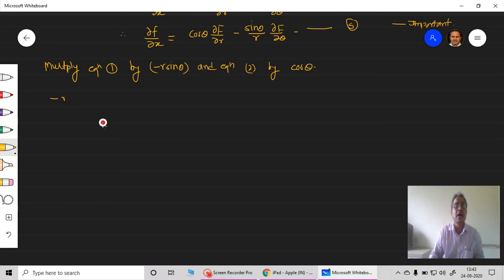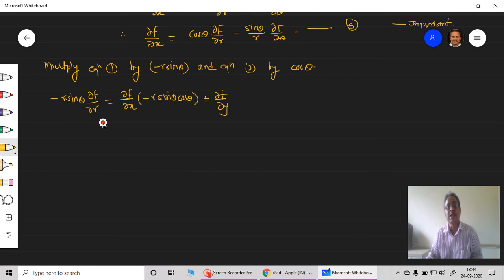Minus r times sin theta, partial differential of f with respect to r, is equal to the first term ∂f/∂x, and earlier it was cos theta multiplied by minus r sin theta, which gives you minus r sin theta cos theta. The second term was sin theta multiplied there, so it is ∂f/∂y, sin theta multiplied by minus r times sin theta, so it becomes minus r sin square theta. Call this equation 6.